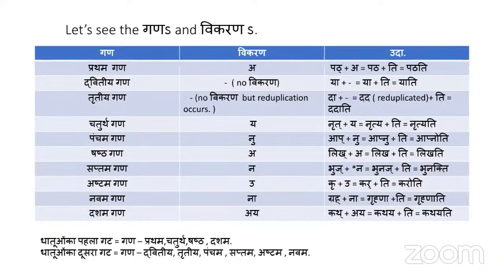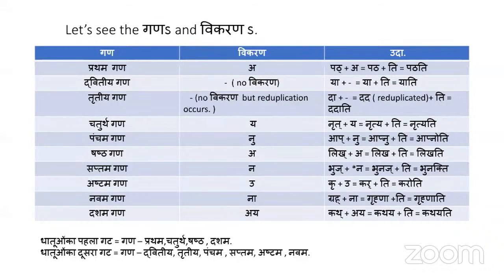And to this ya, I have added the ending ti, the pratyay ti, which forms yati. Now see for the third, tritiya gan. Again here dash is there. That means no vikaran is added to this group. But reduplication occurs. What is meant by reduplication? Now see the example da. Da is the root which declines in two gana. In Pratham Gana, it declines Da Yachchhati, and in Tritiya Gana, it declines Da Dadati Datte.